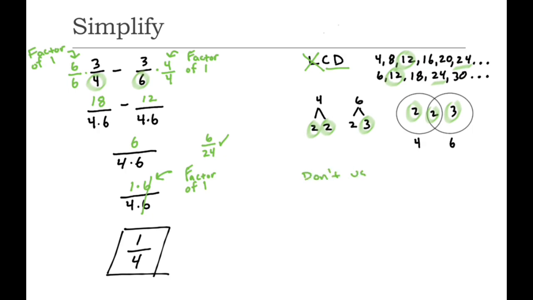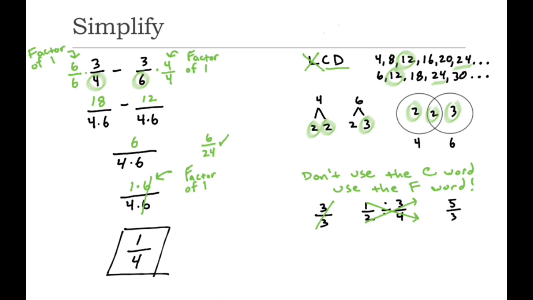So in short, I say don't use the C word. Make sure you use the F word. That C word is going to get you in trouble. Canceling, cross-canceling, even cross-multiplication. Those are not real things.